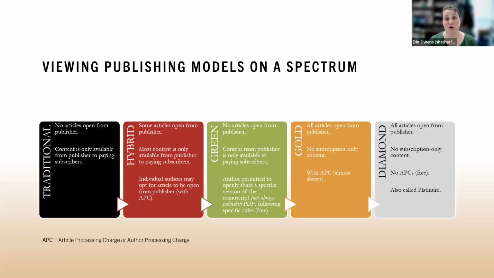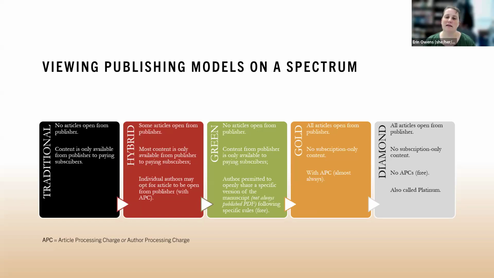Moving on from the green model, we have the gold model. In this model, nothing comes from the publisher through a subscription. Everything is open on the publisher's official website, but there is a fee absorbed by the author or their institution. And then finally, diamond, or what is also called platinum open access publishing. All articles are shared openly and freely by the publisher. There are no fees transferred to the author. So this is a genuinely free model on both sides. Free for the author to make it open, free for the reader to read it once it is open.